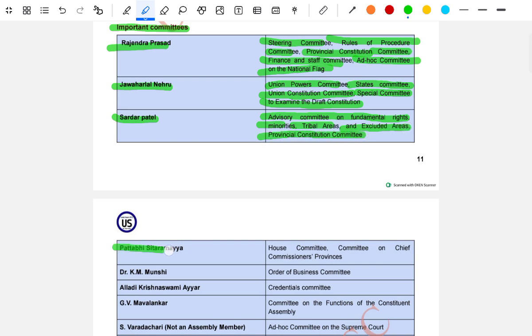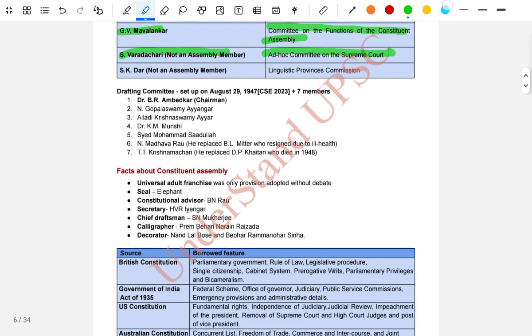Pattabhi Sitaramayya: the House Committee, Committee on the Chief Commissioner's Provinces. Dr. K.M. Munshi: Order of Business Committee. Alladi Krishnaswami Iyer: the Credentials Committee. G.V. Mavalankar: Committee on the Functions of the Constituent Assembly. Varadachariar, not an assembly member: ad hoc committee on the Supreme Court. S.K. Dhar, not an assembly member: the Linguistic Provinces Committee.